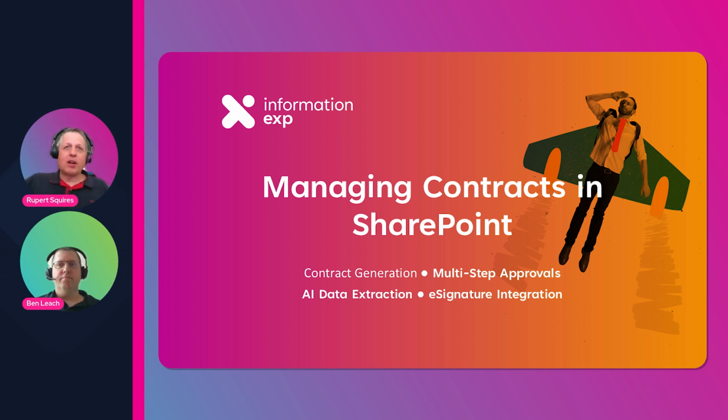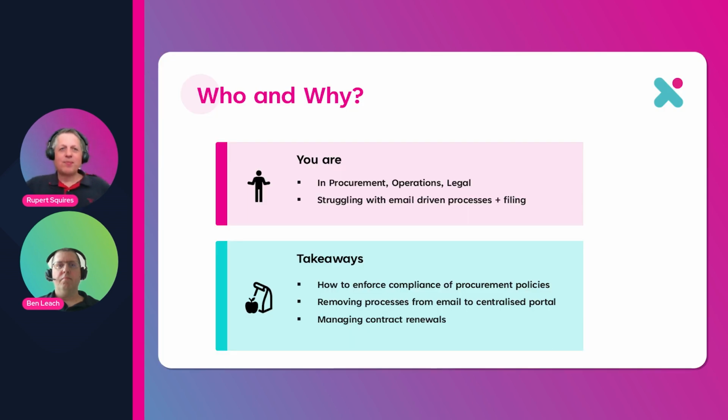When contracts are approved, we're going to be talking about how we can extract data from those contracts, even though contracts may all look different. And then the final bit is we'll be looking at e-signature integration. So how can we use Adobe Sign to push documents from SharePoint to maybe a third party outside the organization for signature, and then bring that document back into SharePoint. So that's the overview. Ben, who's this best tuned for?